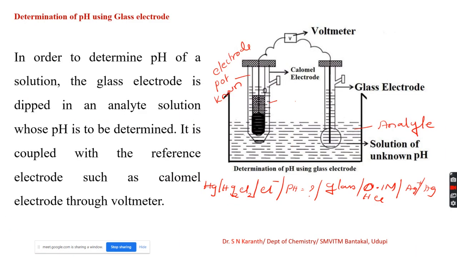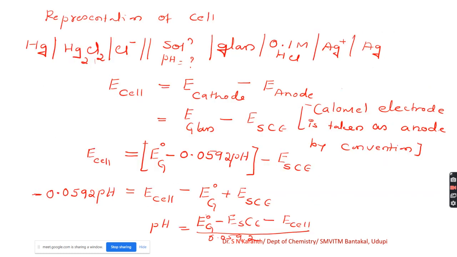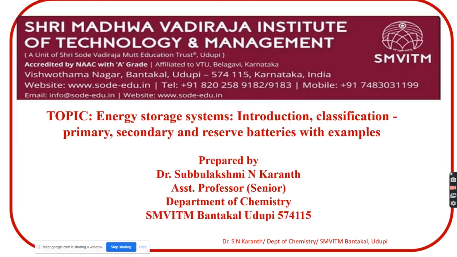Then determination of pH using the glass electrode. Here the glass electrode is coupled with the Calomel electrode, and the pH of the solution is determined using the standard equation Ecell equals E cathode minus E anode. By convention, the Calomel electrode is taken as the anode. So we can represent pH equals E naught G minus E standard Calomel electrode minus Ecell, divided by 0.0592.